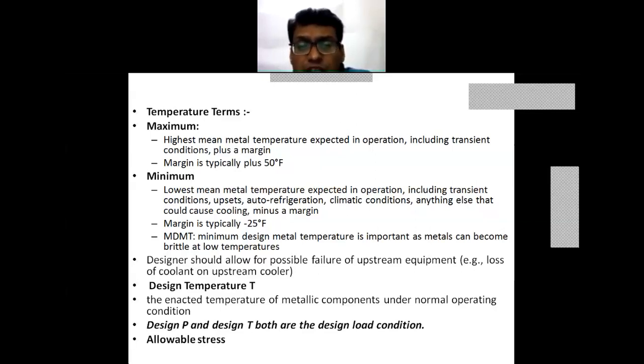Then the designer should allow for possible failure of upstream equipment. Then the design temperature T, the expected temperature of the metallic components under normal operating conditions. Then design pressure and design temperature, both are the design load conditions, that is, the allowable stresses.